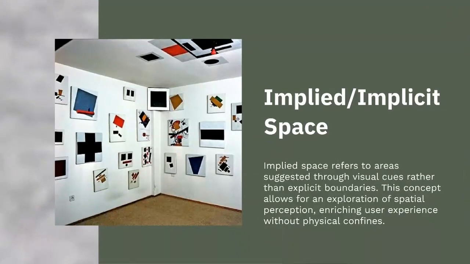Our next term is implied or implicit space. Implied space refers to areas suggested through visual cues rather than explicit boundaries. This concept allows for an exploration of spatial perception, enriching user experience without physical confines.